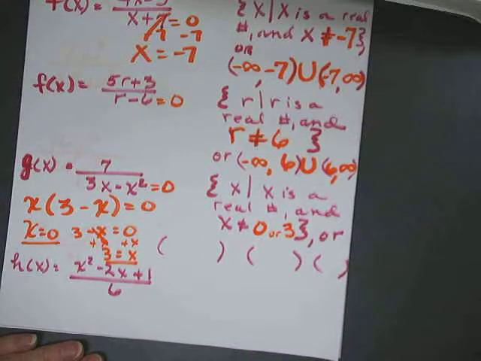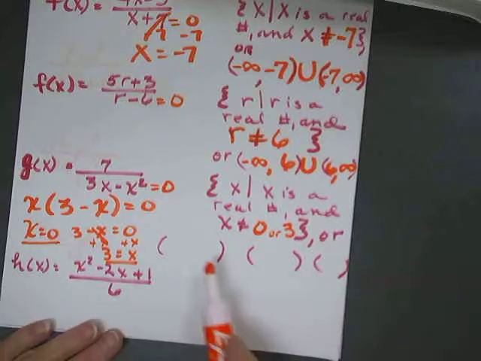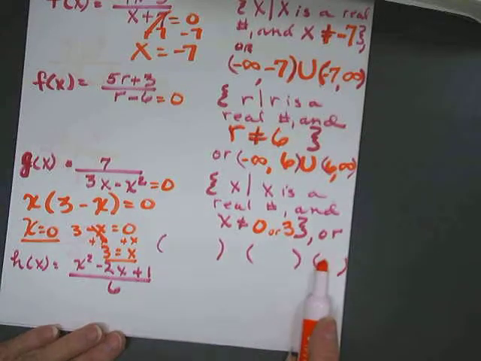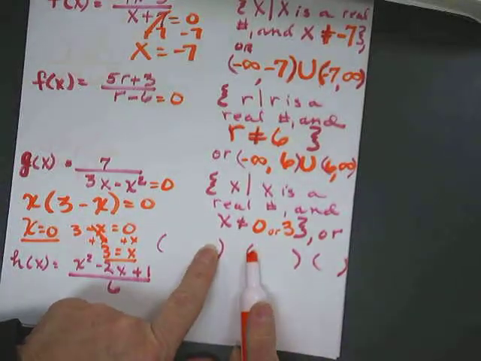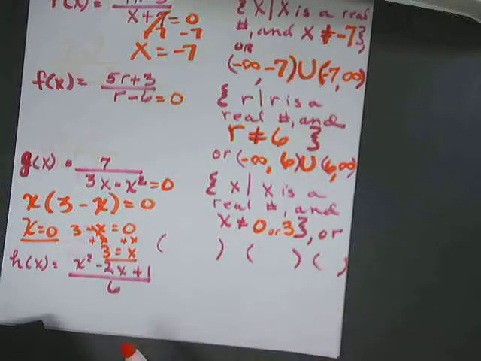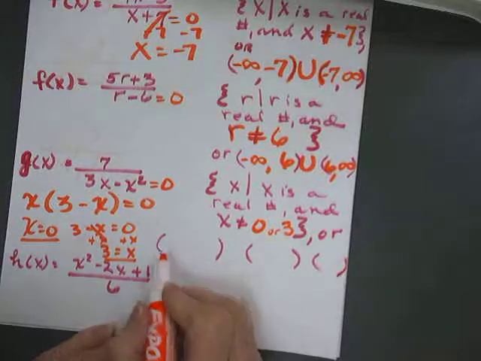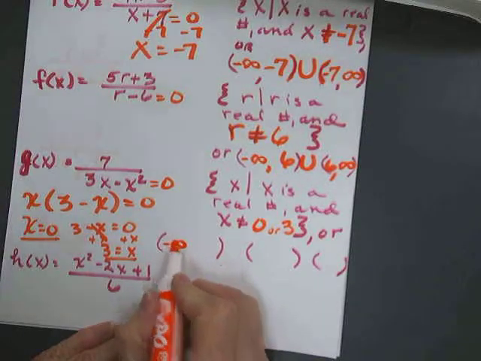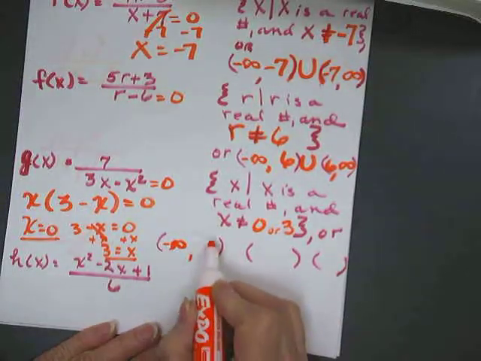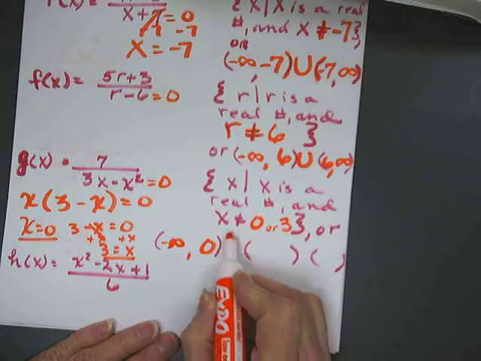Okay, so x cannot be 0 or 3, right? x cannot be equal to 0 and x cannot be equal to 3. So there's two things it can't be. So we have 3 things here because we have to skip the 0 and we have to skip the 3. Right? So let's build this interval notation.